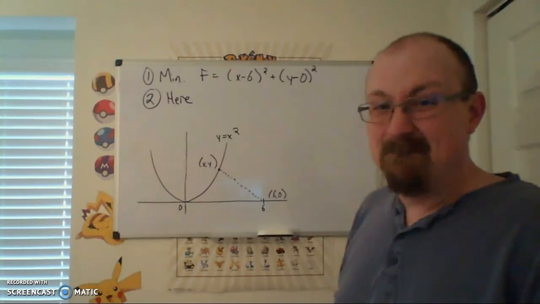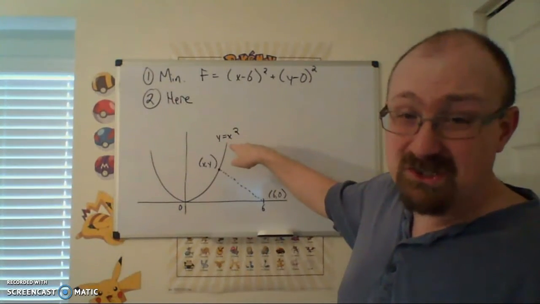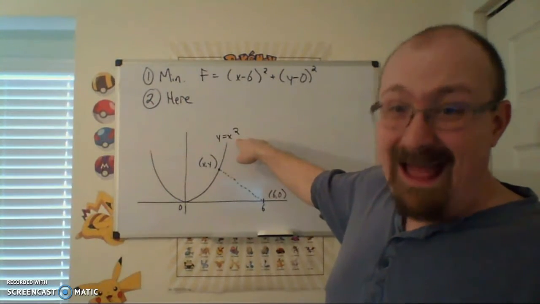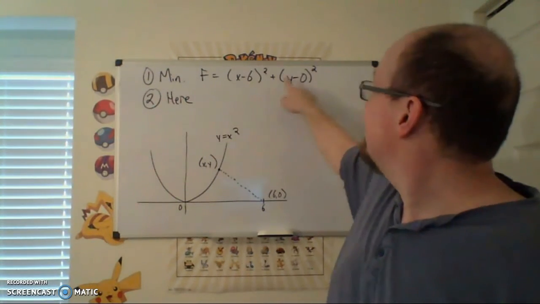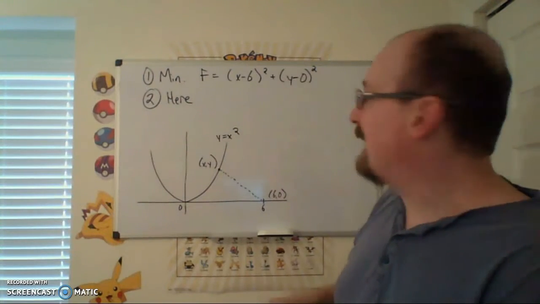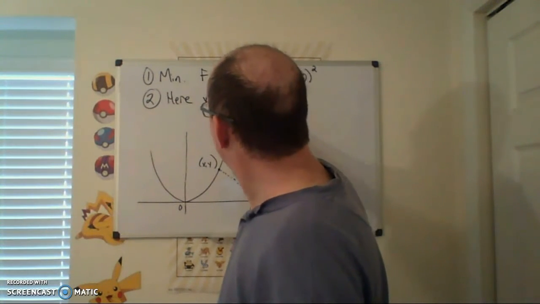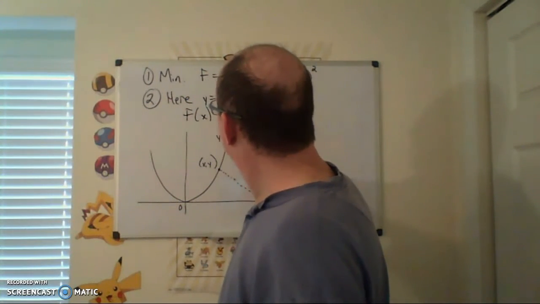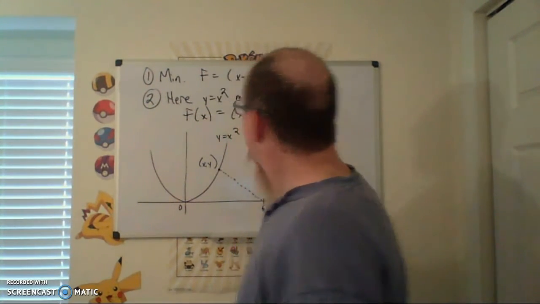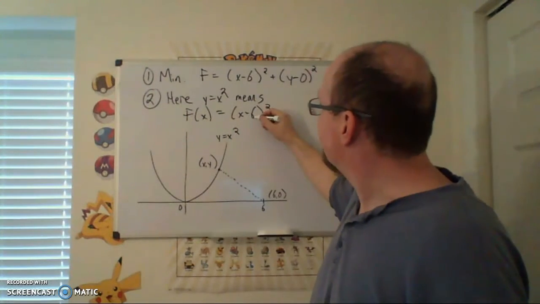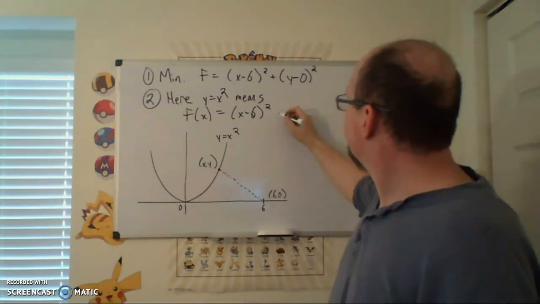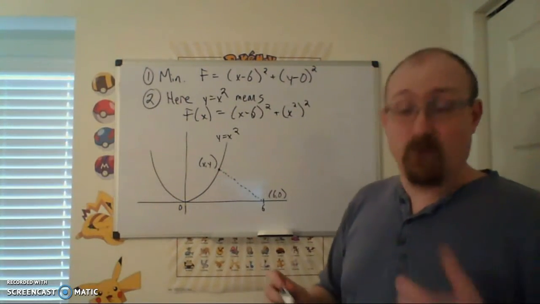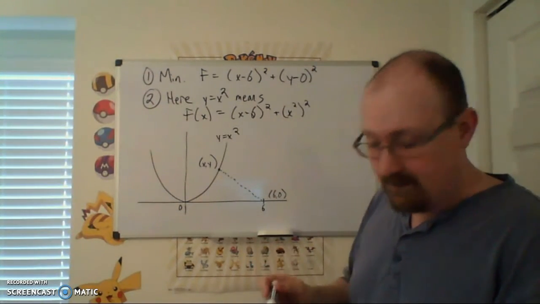As it turns out, it's already sitting right here, and you may have already jumped to this if you're on the ball. Any point on this parabola has to satisfy that equation, y equals x squared. That means I can replace this y with x squared. So I don't touch the first piece. It's still (x minus 6) squared, plus (x squared) squared, because subtracting 0 isn't going to change anything.